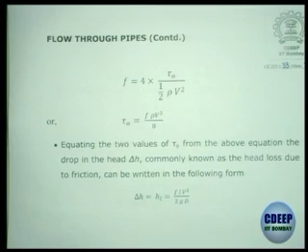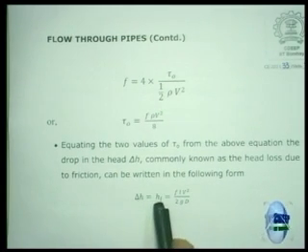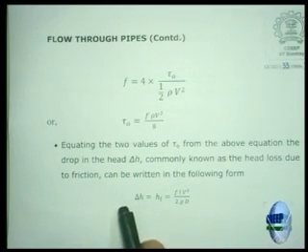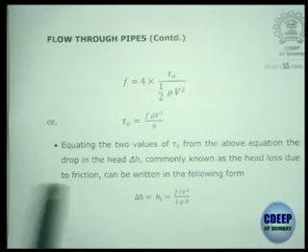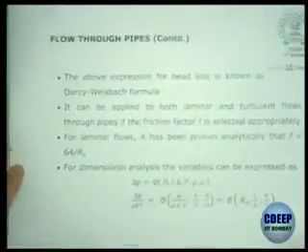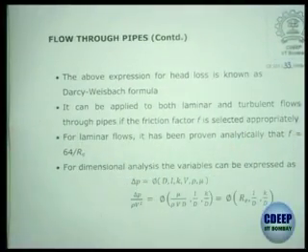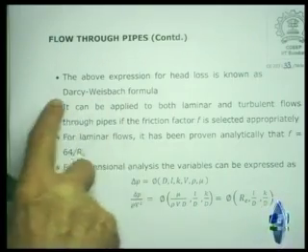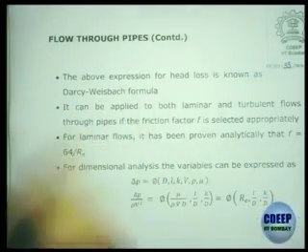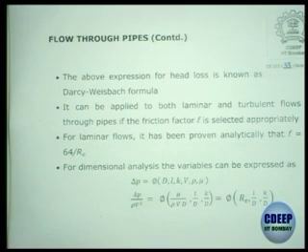So head loss, why do we say head loss? This is a drop in head between section 1 and 2. That's why we call it the head loss. So head loss equal to F into L V square by 2 G D. And this expression is known as the Darcy-Weisbach formula. It is very popular, and it is the one used for every pipe calculation.